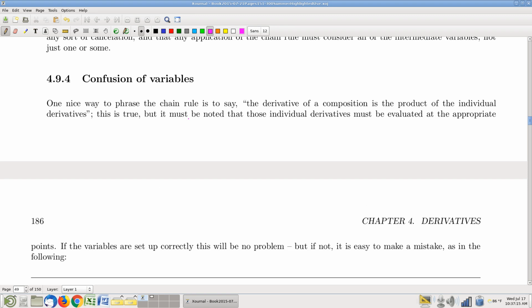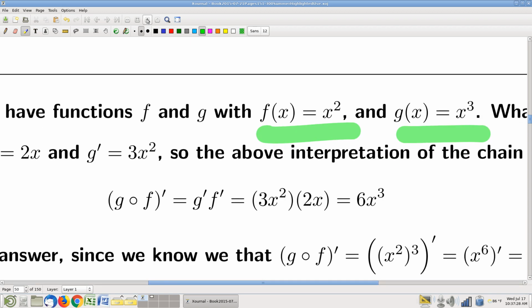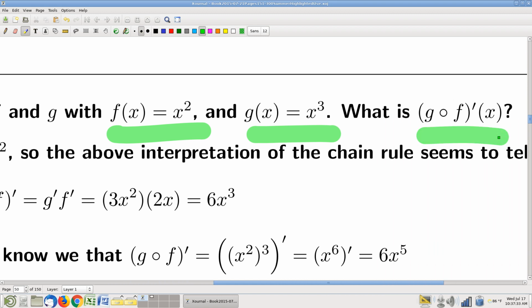Okay, so real quick, confusion of variables. I'm going to go quick through this because this is a pretty straightforward point. I'm going to start with a silly example. Let's suppose that I wanted to compose that function with that function, x squared, and I want to compose it with x cubed. And what's the derivative of that composition?